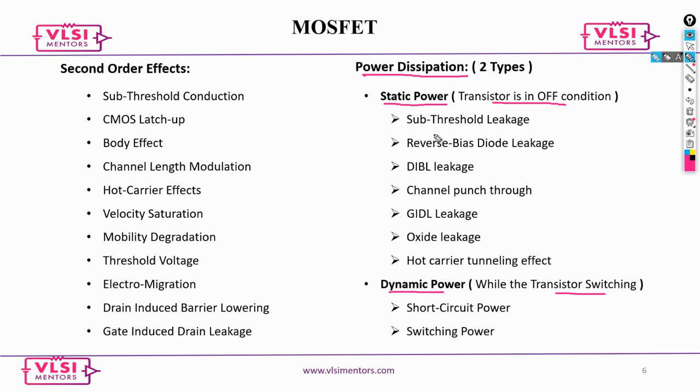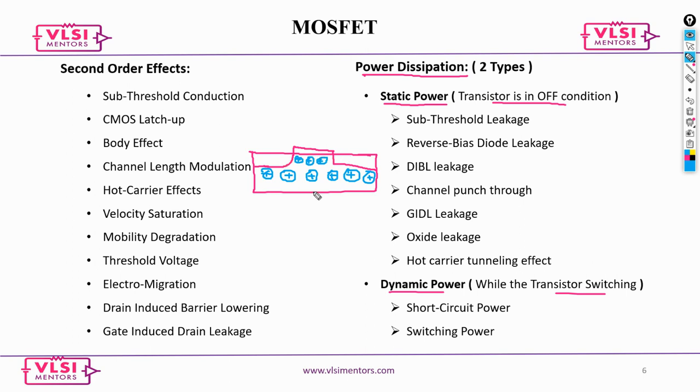Now remember, when you say static power, the transistor is said to be in the off condition. We have discussed a cross-sectional view. Now, in cutoff mode, no channel is formed. That is what we discussed, correct? Now, though there is no channel formed, there would be some kind of conduction.